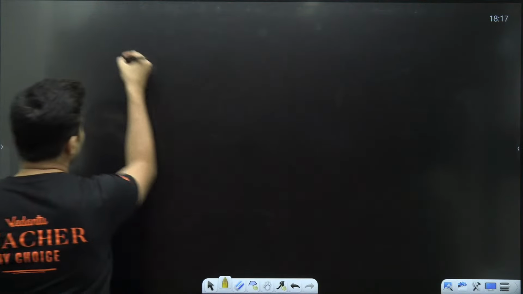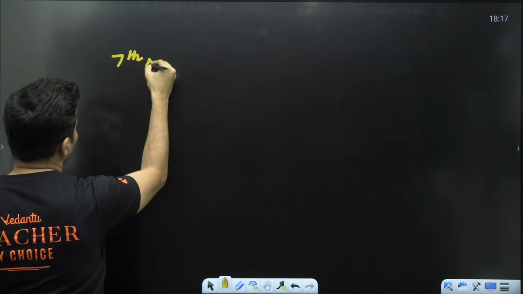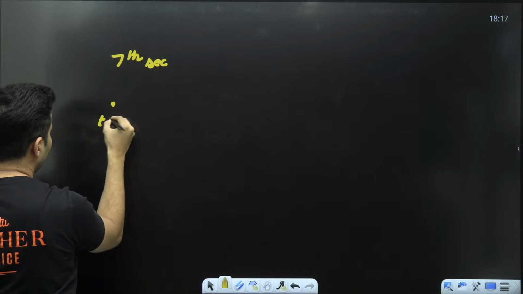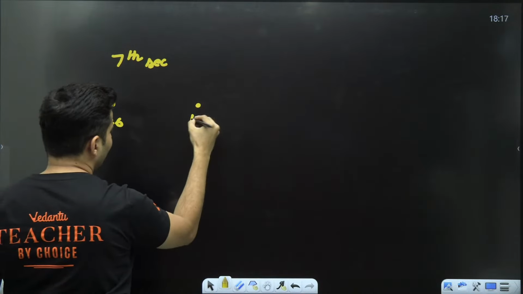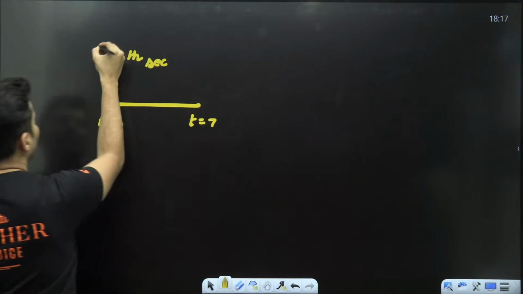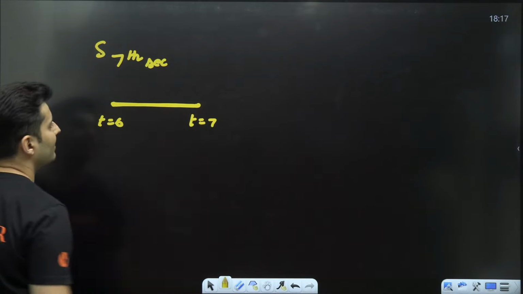There is one more equation, that is your fourth kinematic equation, which is called the displacement in the nth second. Now, what is the meaning of this nth? Let me tell that to you first. See, when I say 7th second, it means take 1 second before 7, which is t is equal to 6, till 7. How much have I moved? That is your displacement in the 7th second.